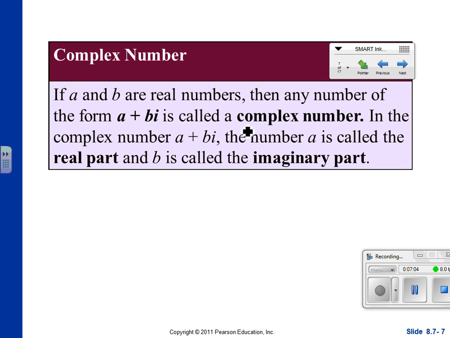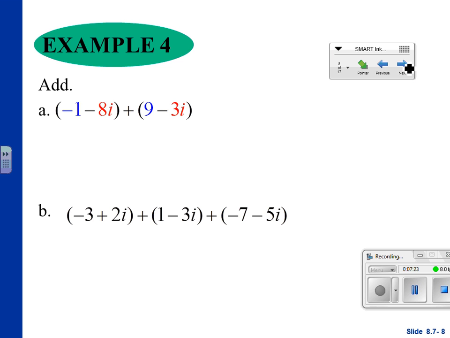Notice that all we've been working with so far is if you have an i in it. If you have both a real number and an imaginary number put together using addition, we call that a complex number. The part with the i is the imaginary part, and the part without the i is the real part. Right, so these would be complex numbers. We have a real part and an imaginary part.